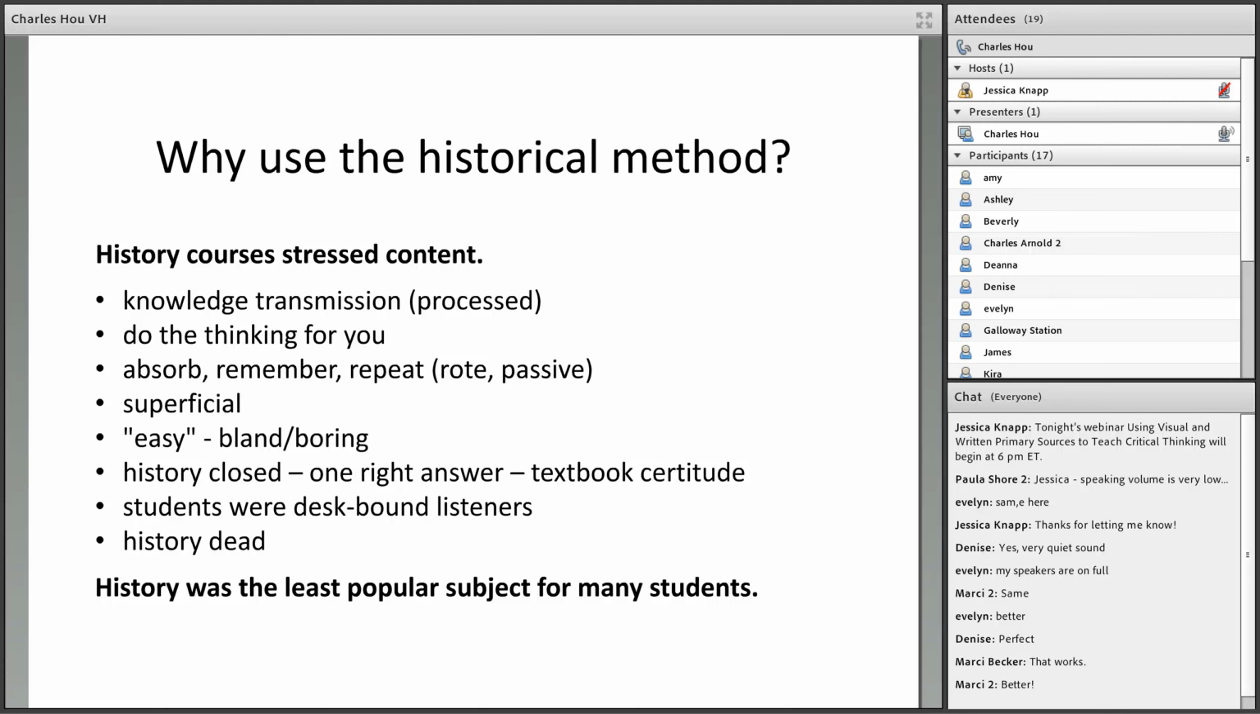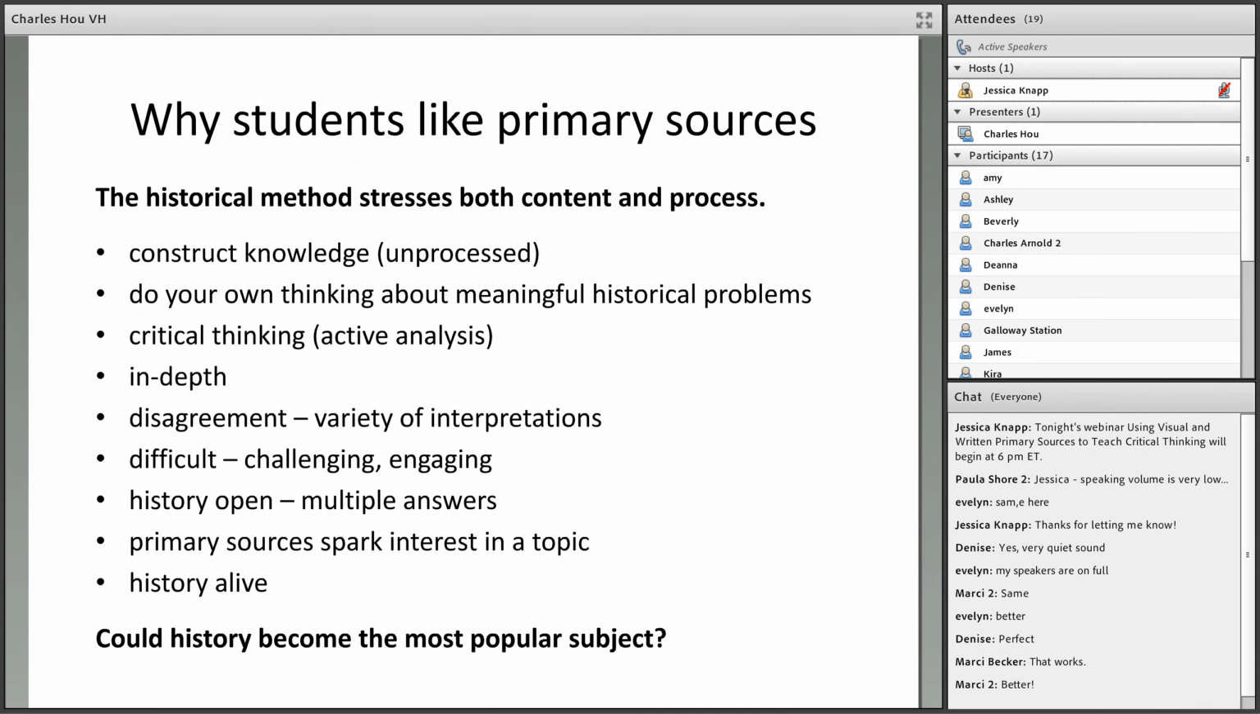It was very superficial. It was kind of easy. It was boring. History was closed. Everybody thought the textbook was the only answer. Students just sat there and listened, and history was dead.